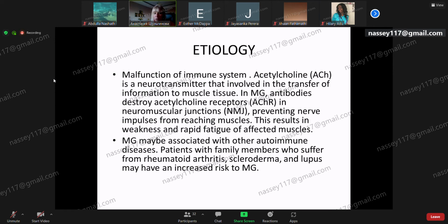Now, risk factors for myasthenia gravis. Myasthenia gravis is associated with other autoimmune diseases. For example, when members of a family suffer from rheumatoid arthritis or scleroderma, the risk of myasthenia gravis increases for other members of the family, like a genetic predisposition. In particular, we know that rheumatoid arthritis and scleroderma are autoimmune disorders, dysfunctions of the immune system.